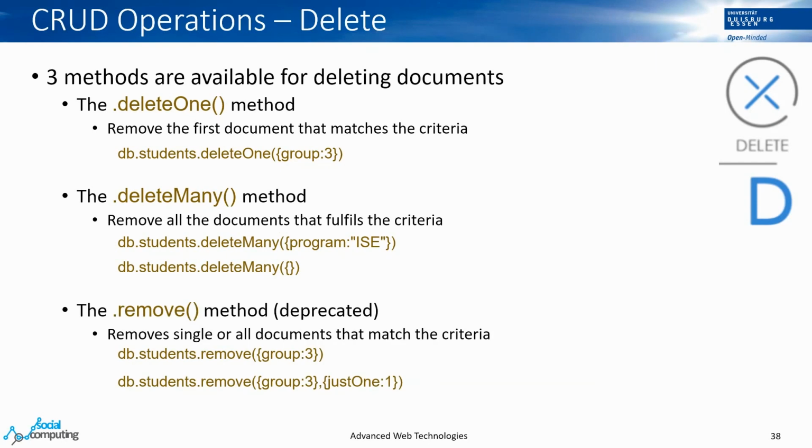There is another method available, dot remove, which is deprecated and not recommended to be used. This method also does the same thing. It can remove either one or multiple documents that match the criteria. But there is also an option, you can specify just one, to make it function as a delete one. So this way you can remove documents from your collection.